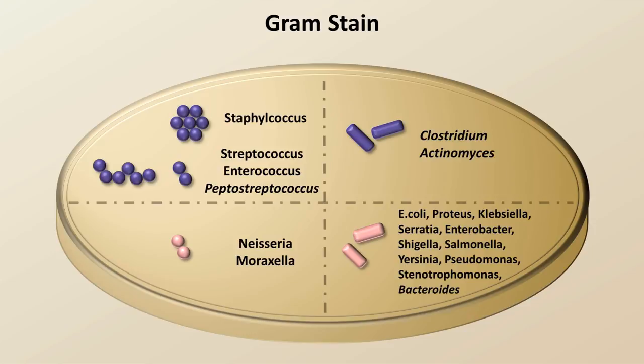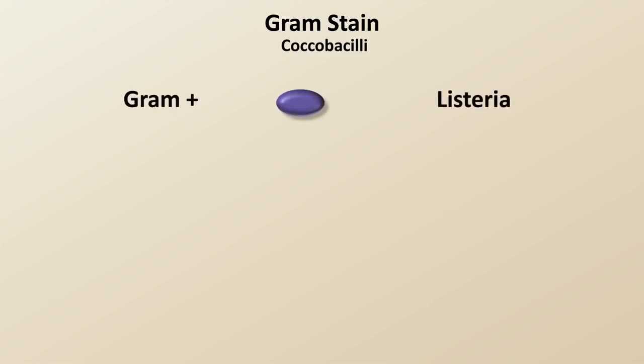There are a few bacteria that don't clearly conform to these 4 categories. This is partly because they may have shapes that are either variable or fall somewhere in between cocci and rods, and are therefore known as cocobacilli. An example of a gram-positive cocobacillus is Listeria, which can cause meningitis in infants, the elderly, and the immunosuppressed.